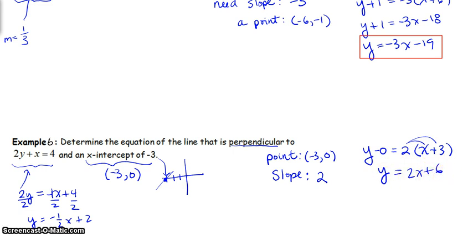Slope-intercept form. If I had to put it in general form, I could do that by moving my y to the other side and leaving 0. And that's how you find the equation of a line.